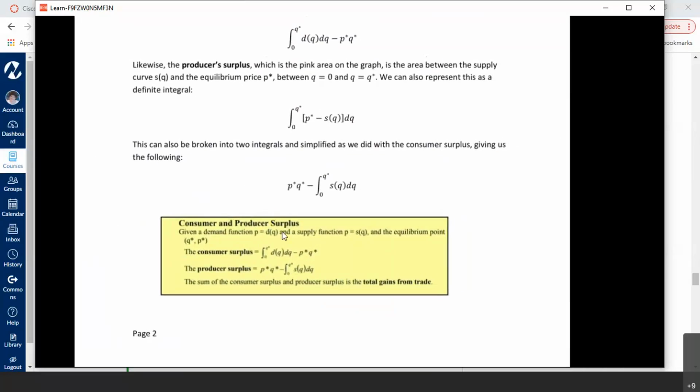So this just explains what I just did here. Consumer surplus, producer surplus. If you add these together, because they're definite integrals, they're going to give you numbers, and you're going to wind up with something called the total gains from trade. So again, it's not an economics class, but it's important to understand what you've got going on.